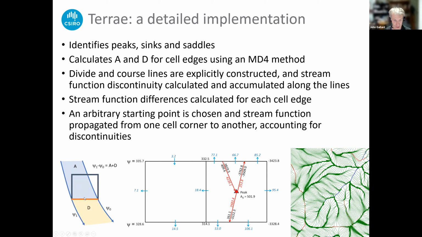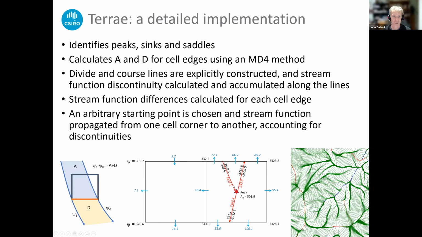Now, this is an important point: we're not calculating areas for the cell as a whole, but along each edge of the cell. We construct the divide and the course lines up and down from every saddle, and we actually calculate the stream function discontinuity along each of those. That's shown in this example here, where we have lines coming up to a peak from various saddles, and each of them has a stream function discontinuity assigned to it.